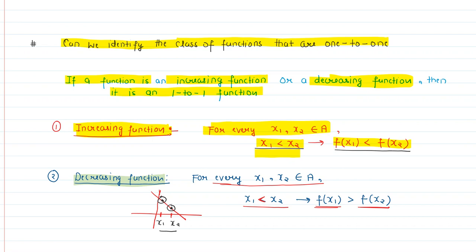And if you see the example of an increasing function, so this is an increasing function. If we take two values, x1 and x2, you can see clearly that f(x2) is greater than f(x1). So all the increasing functions and the decreasing functions are one-to-one functions.